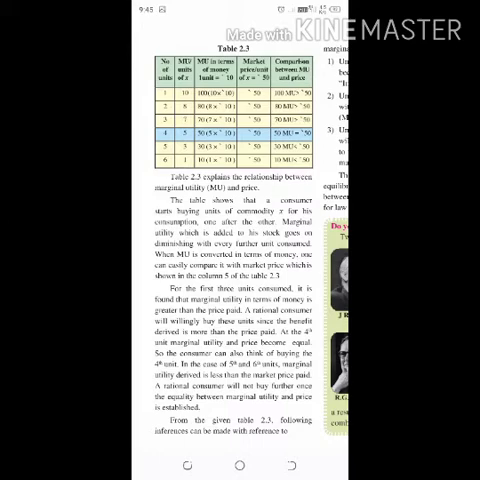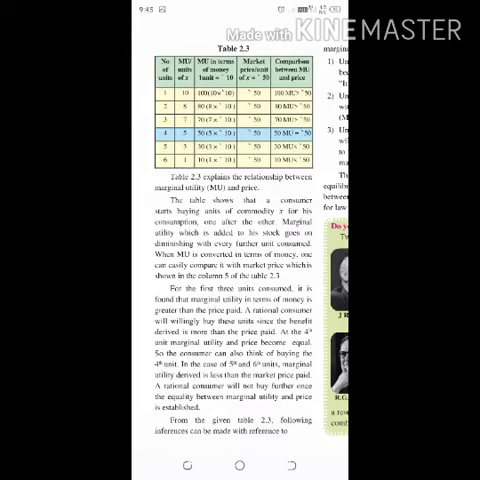Then we have the following table, table 2.3, which explains the number of units, marginal utility of X, marginal utility in terms of money, that is 10 rupees per unit, market price per unit of X, that is rupees 50, and the comparison between MU and price. The table shows that the consumer starts buying units of a commodity X. With the consumption of one unit after another, the marginal utility added to his stock goes on diminishing with every further unit he consumes.